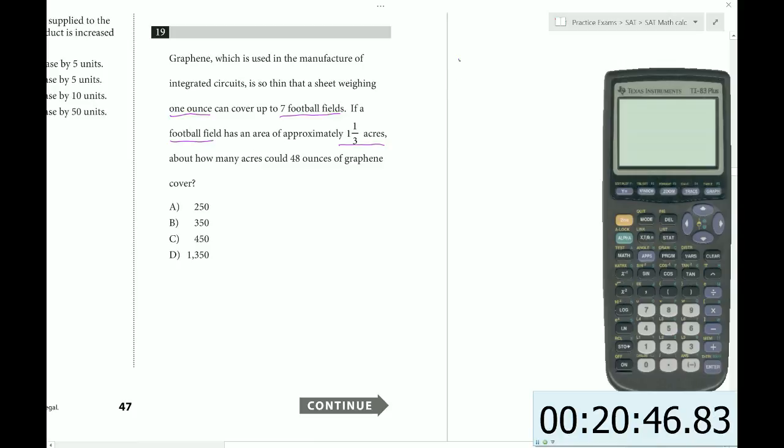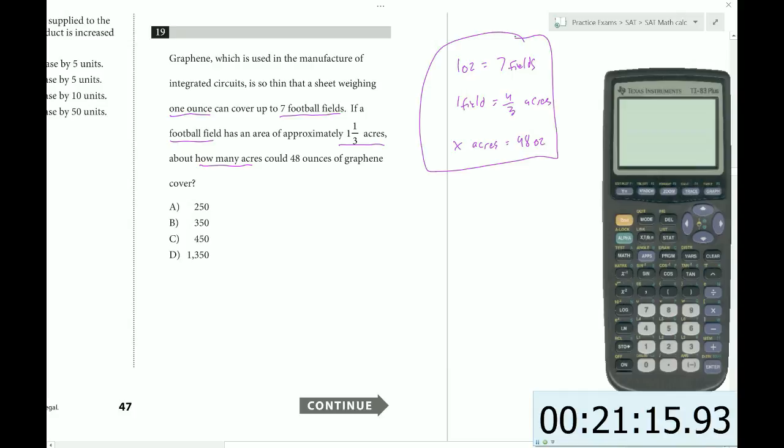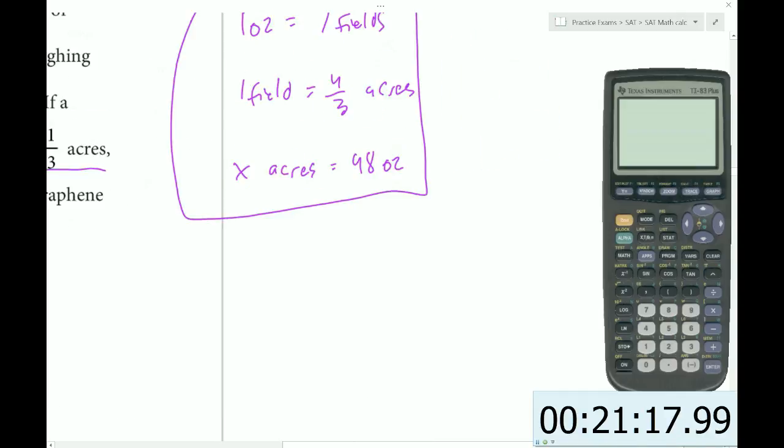All right, so let's make a list here. 1 ounce corresponds with 7 fields. 1 field corresponds with, let's make this 4/3 acres. And so the question is how many acres, so we'll use X, could 48 ounces. Okay, so this is my setup here. All right, let's see how we could figure this out.